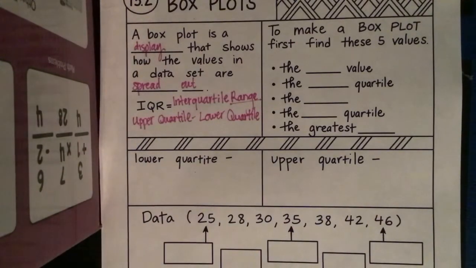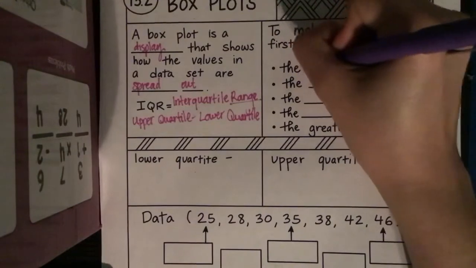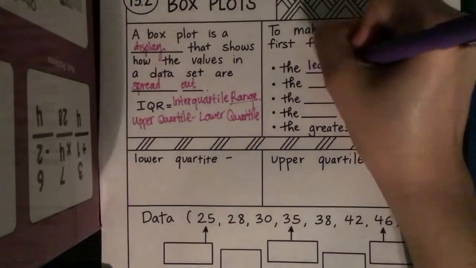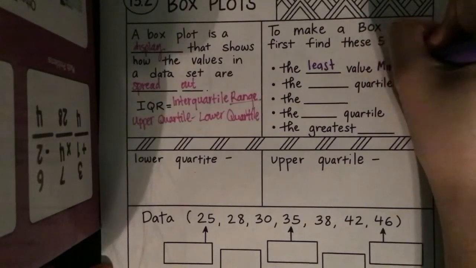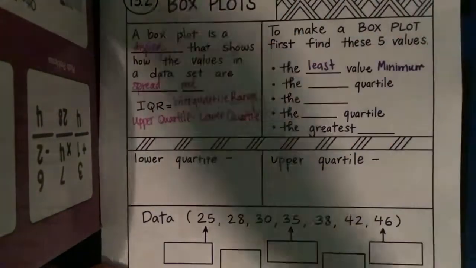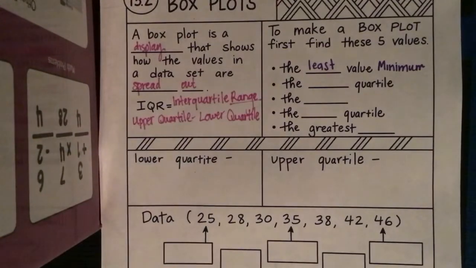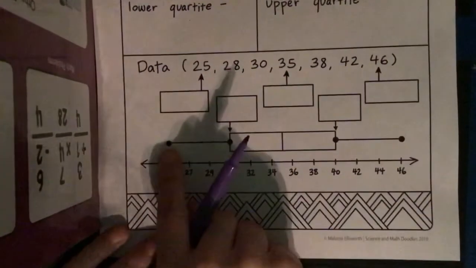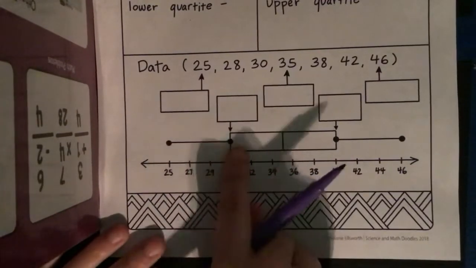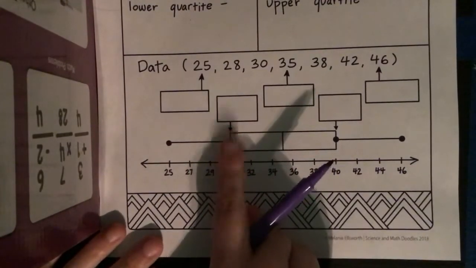Alright, now let's review some of the values. To make a box plot, first we need to find the 5 values. And we just talked about them. We need the least value, which is also known as the minimum. And then after that one, if we have our box plot, and here we have our box plot, the first dot we see is the minimum. Then what do we call the left side of the box?